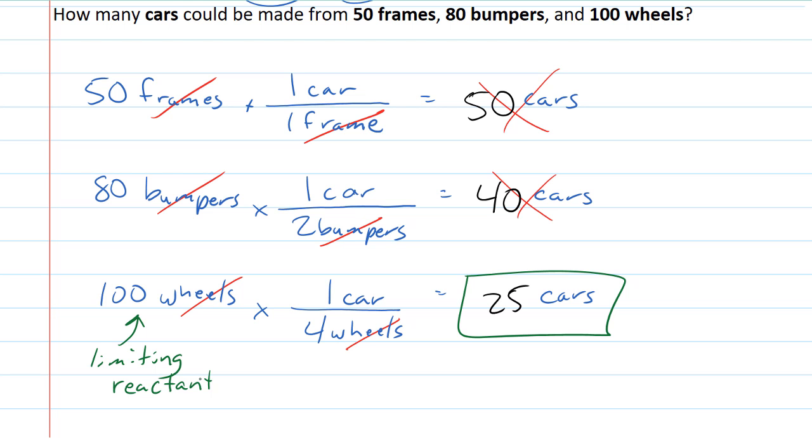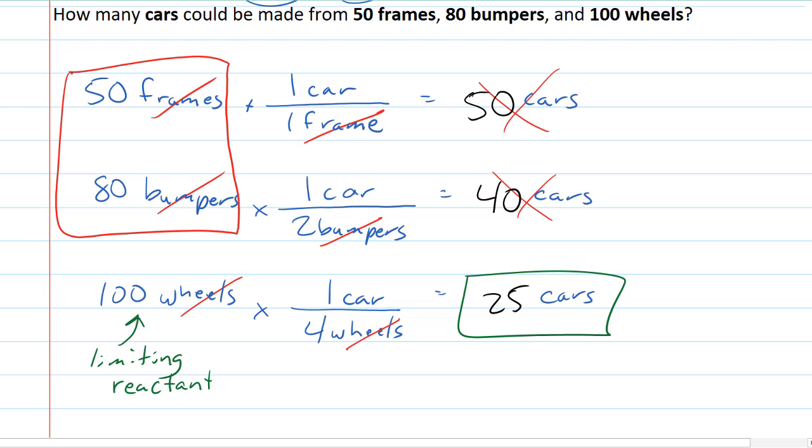And we define the limiting reactant like this. We define the limiting reactant as being the reactant that limits the amount of product we can make. In this case, the 100 wheels limited us to making only 25 cars. Over here, we say that these here are the excess reactants.